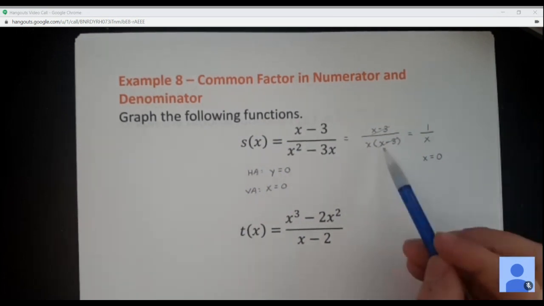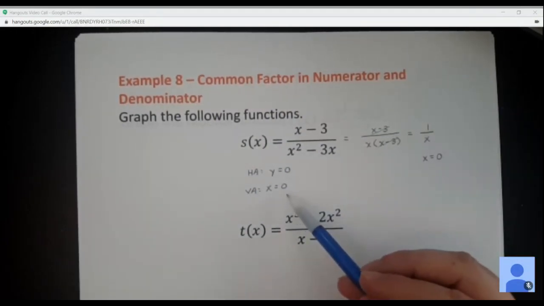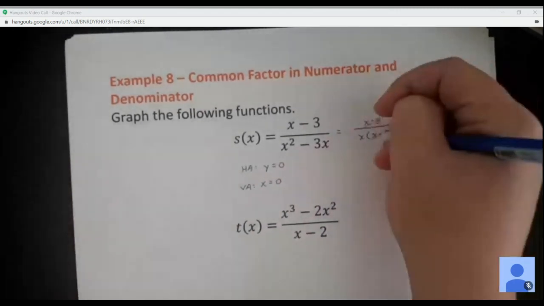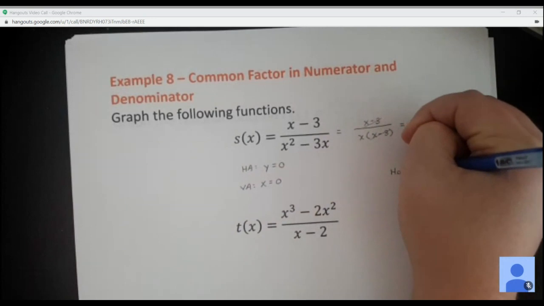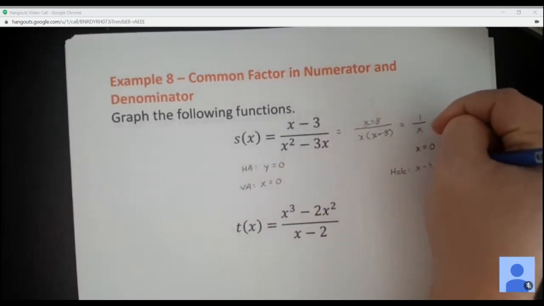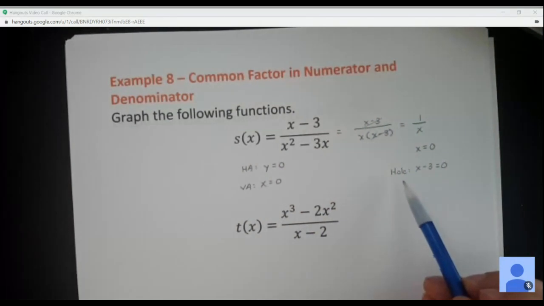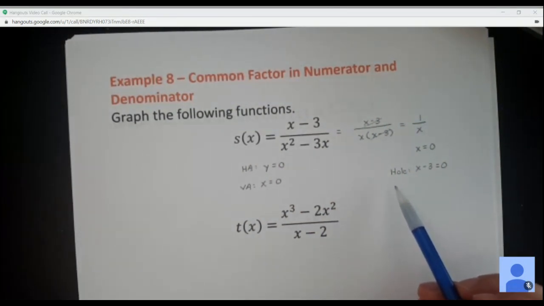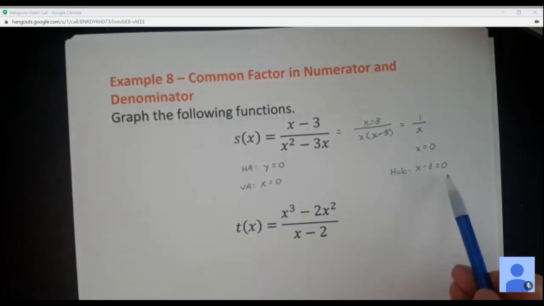Now, this x minus 3 right here, though, is still going to give us a restriction on our domain. So we have to be very careful. It's not going to be a vertical asymptote, but if we set that equal to 0, it's going to give us what we call a hole, all right? So our graph, basically, it's going to look like it's just a nice smooth curve there, but there's actually going to be a hole in the graph at whatever x value we get here.